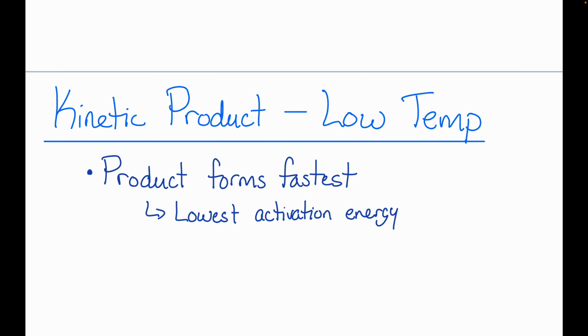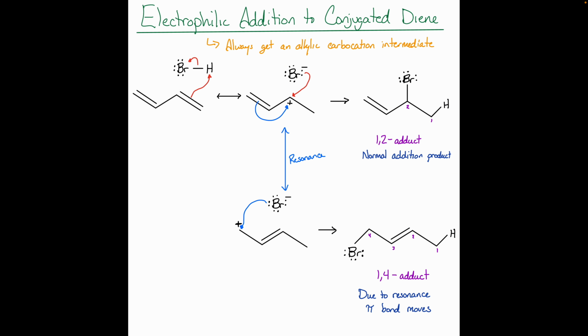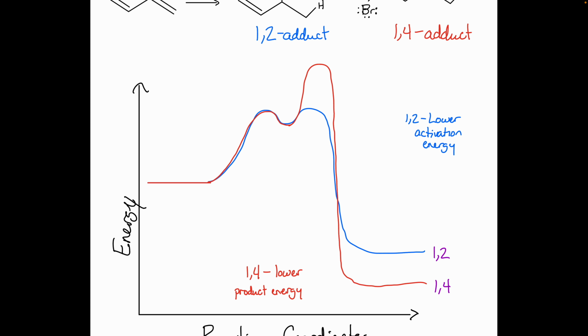So why then is our 1,2 the kinetic product and our 1,4 the thermodynamic product? Why would the 1,2 form faster but the 1,4 be more stable? Let's just go back to our diagram actually. Our 1,2 we said had a lower activation energy. Both form that carbocation, but the 1,2 has a lower second step than the 1,4. So why is that?